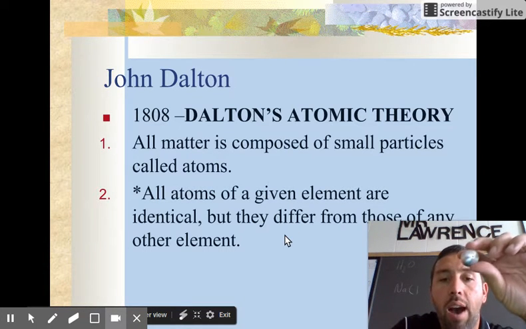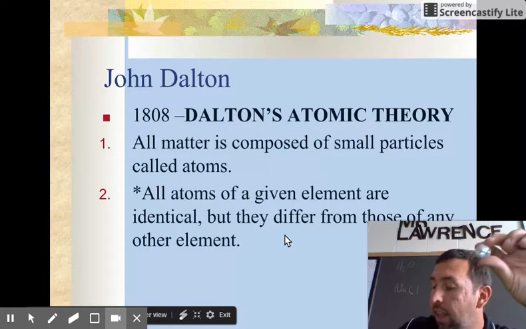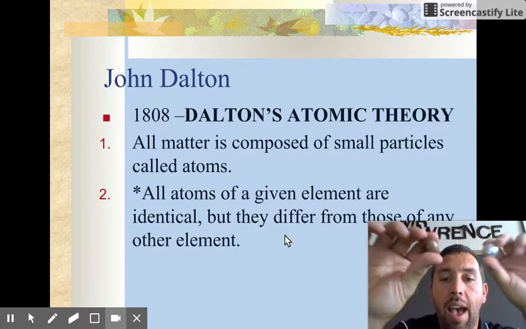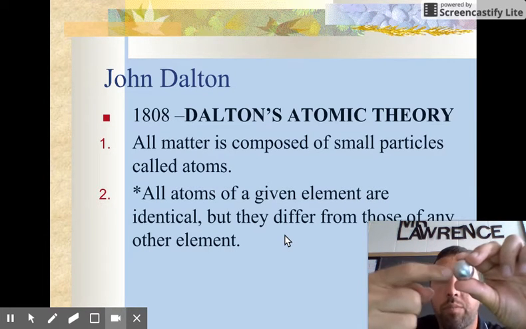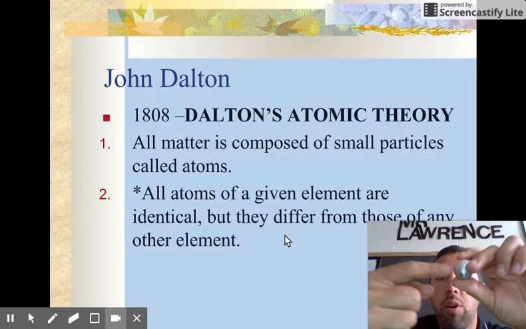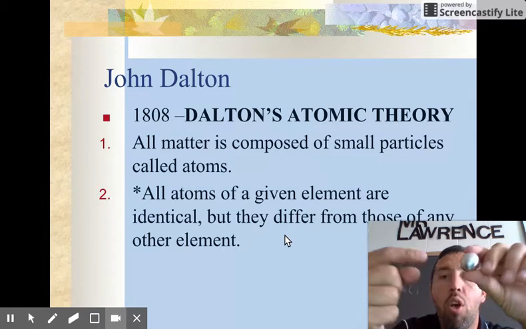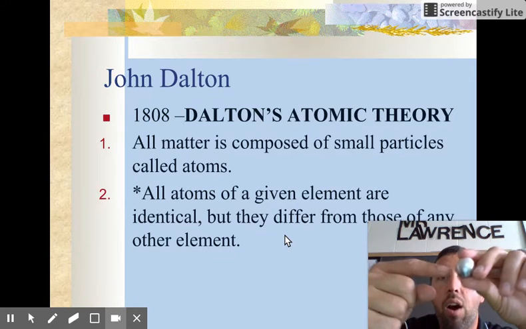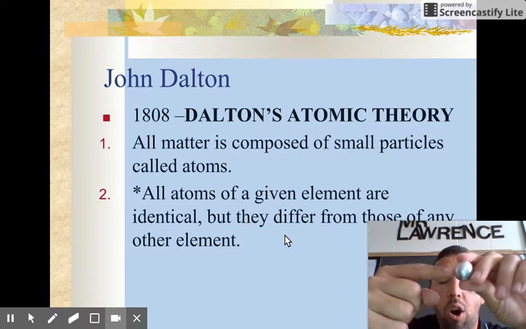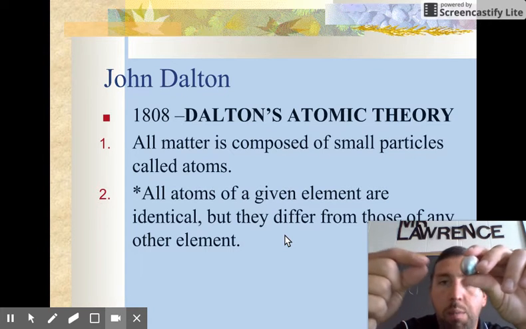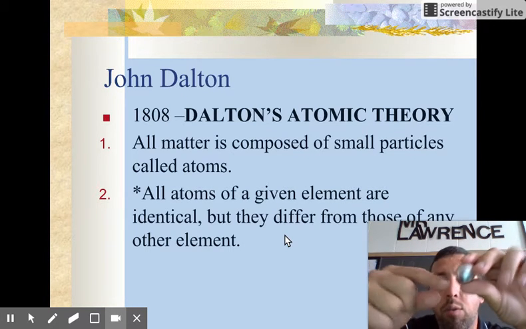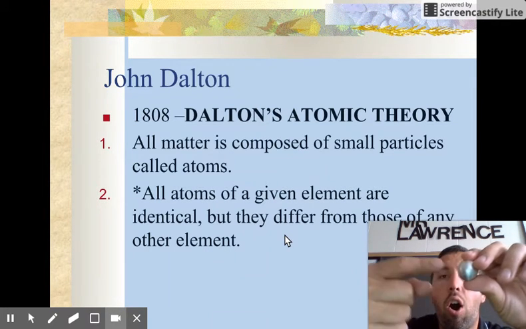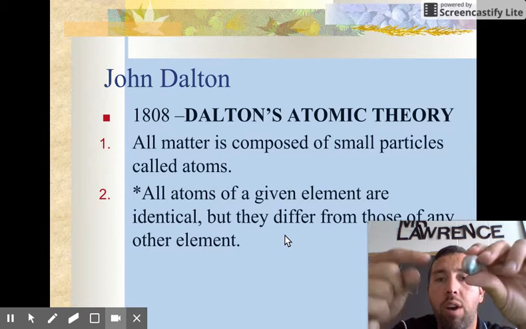The next idea is that all atoms of a given element are identical, but they differ from any other element. So what he's saying here is that all matter has atoms, and the atoms inside this aluminum are all the same. If there are billions upon billions of atoms in this piece of aluminum, all of those are identical. And we would say, yes, this is still true today: all the atoms inside aluminum are identical. They all have 13 protons. Now, we could be picky and say that now we know about isotopes, and some isotopes might be slightly different, but overall, what you need to know is that yes, most atoms in here are 100% the same with 13 protons, and they're consistent.